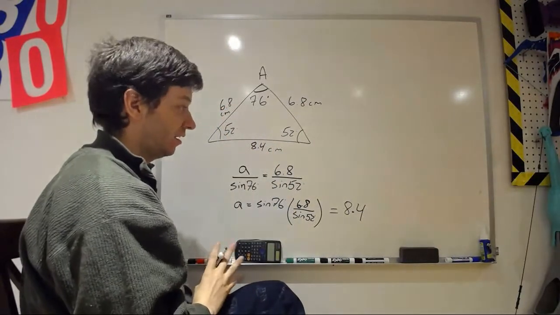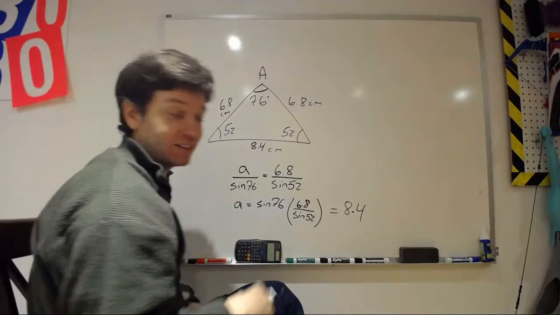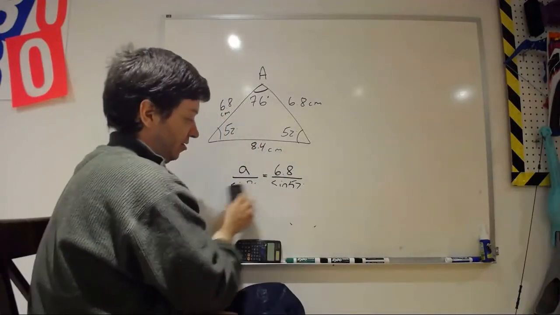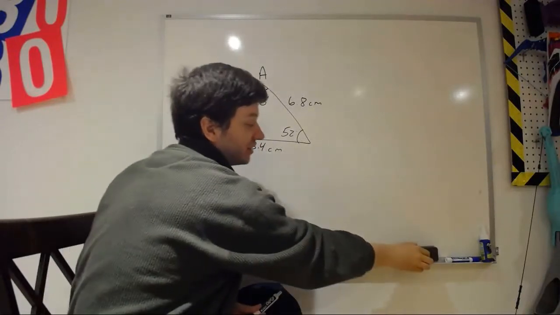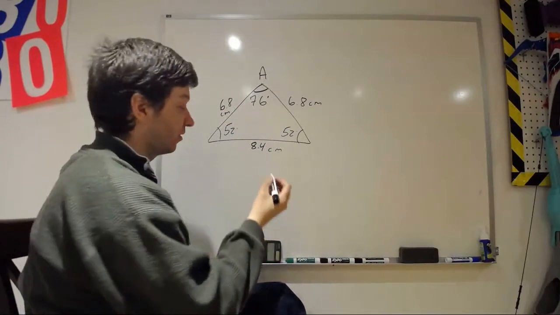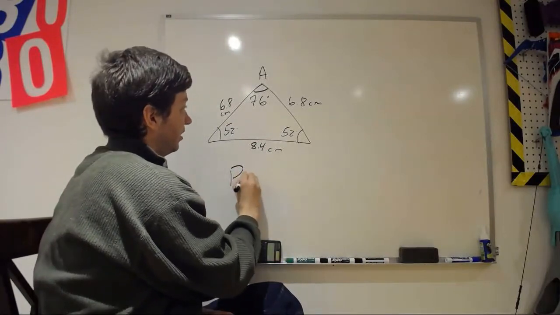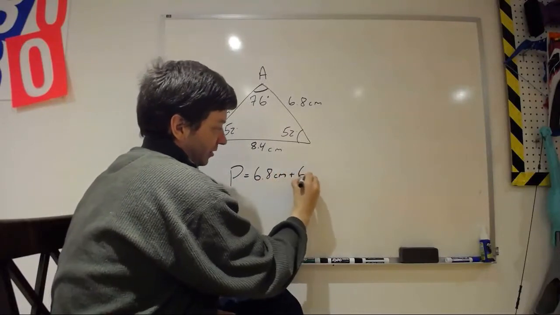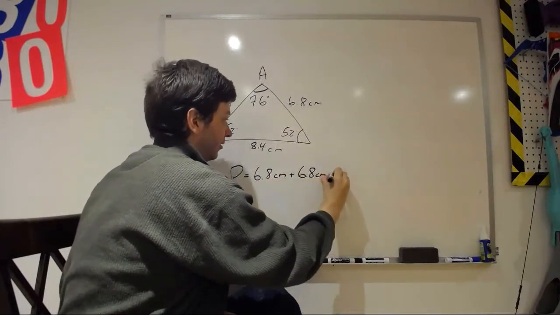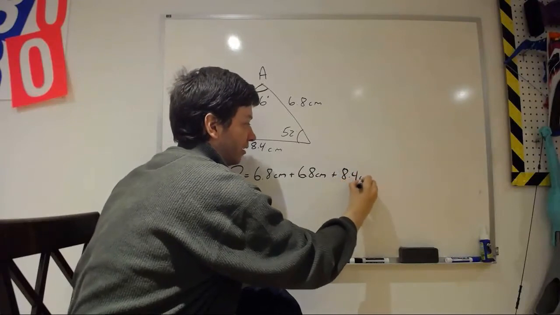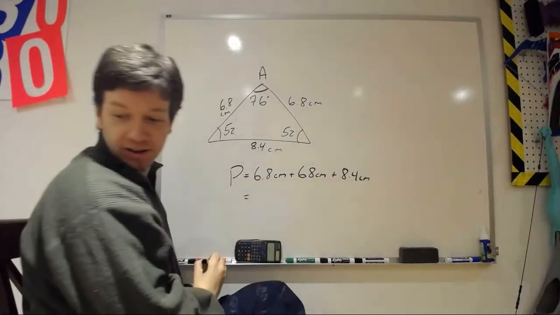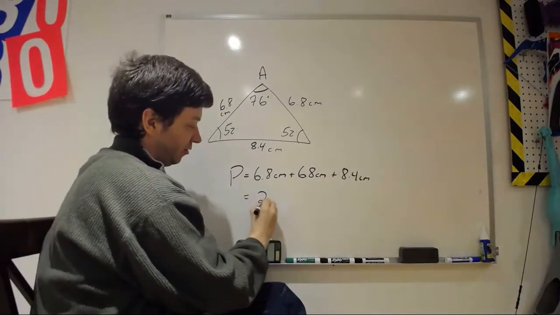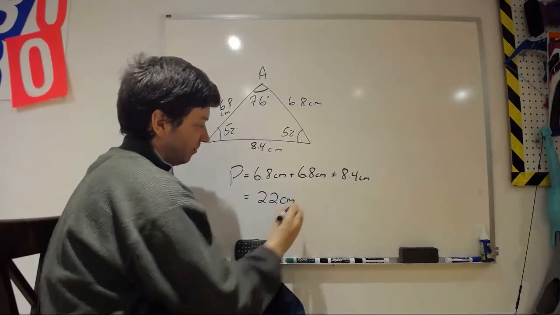Now we're not quite done, because the question did say to find the perimeter. To find the perimeter, we just need to add all the lengths for all the sides. So the perimeter equals 6.8 centimeters plus 6.8 centimeters plus 8.4 centimeters, and when we do that, we get 22 centimeters. So there's our perimeter.